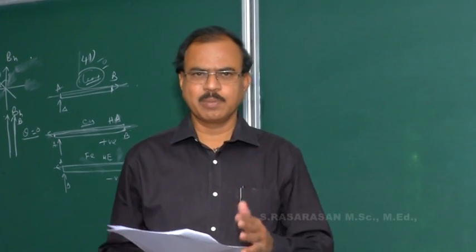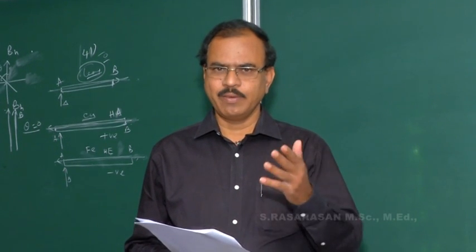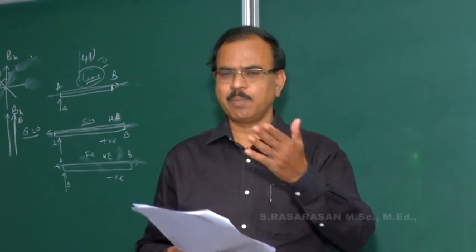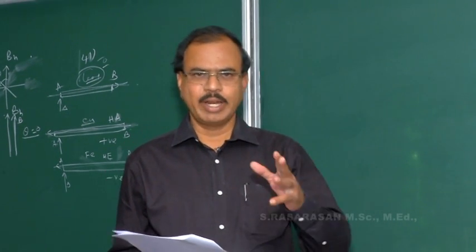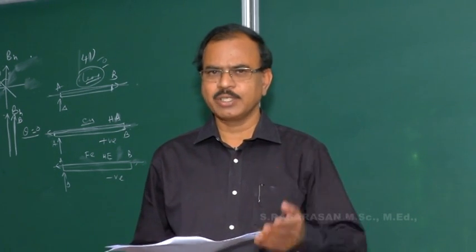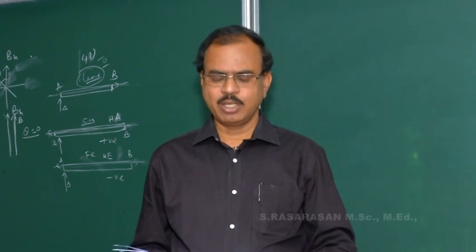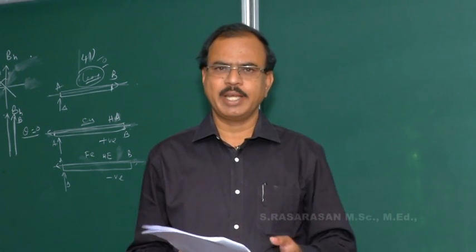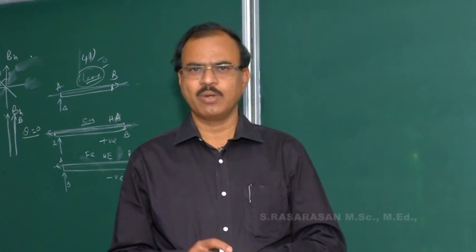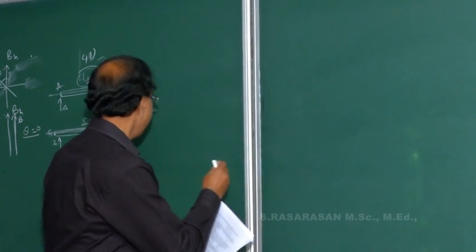Cyclotron works on the principle that a charged particle moving with a velocity perpendicular to the magnetic field experiences a Lorentz force, and that Lorentz force is maximum, hence the particle is deflected in a circular path. A charged particle moving at right angles to the magnetic field experiences a maximum Lorentz force, hence the particle describes a circular path. This is the principle of cyclotron.